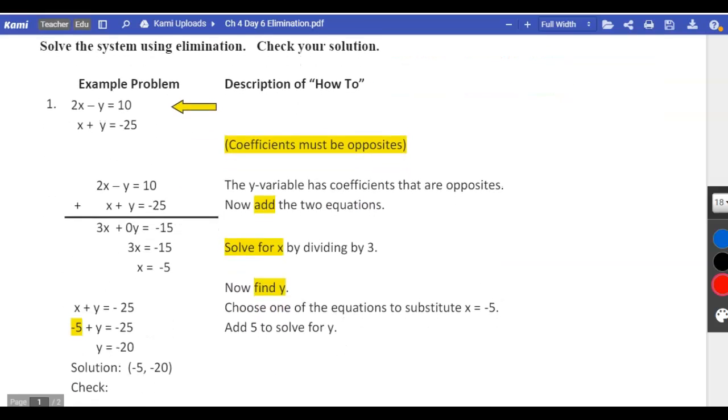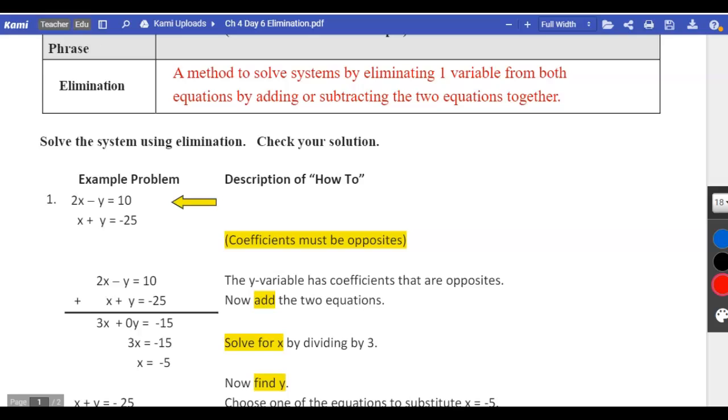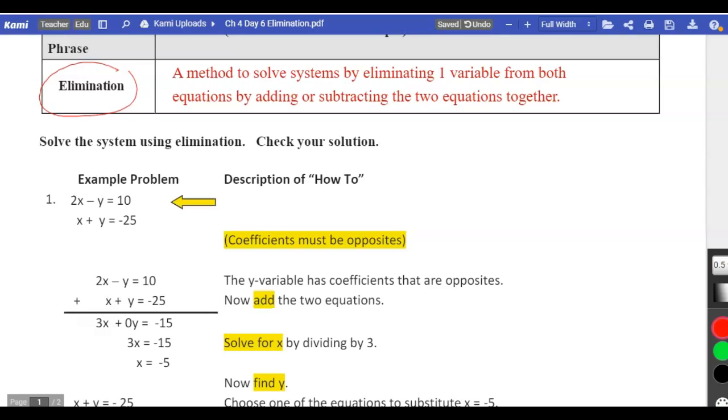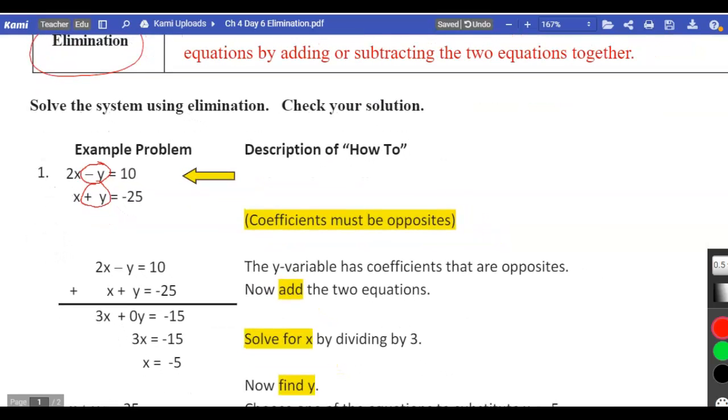Anyway, number one, it says solve using elimination. So you should have paused this and wrote the definition of elimination. Elimination. So we need to eliminate a variable. What we are going to look for is two variables that are the same, so like two y's, but they're opposite. And this says coefficients must be opposites. If they're opposites and we add these together, you can get 0. But if they were the same, you could subtract them and get 0 as well. But we're just going to focus on making them opposites.